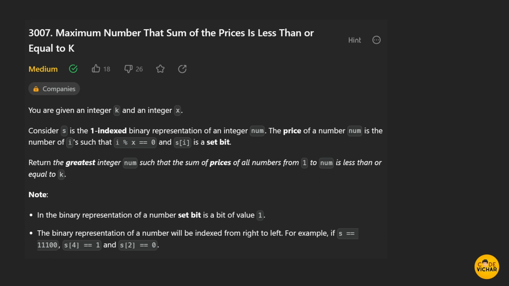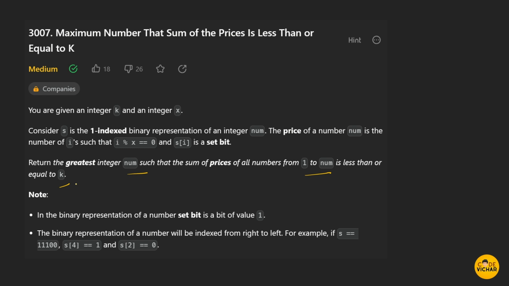So in today's video, we are going to solve a very interesting problem: maximum number that sum of all the prices is less than or equals to k. In this problem, we are given an integer k and another integer x, and we have to find the greatest integer num such that the price of all the numbers from 1 to num is less than or equals to k. Let us now look at how the price of a particular number is calculated.